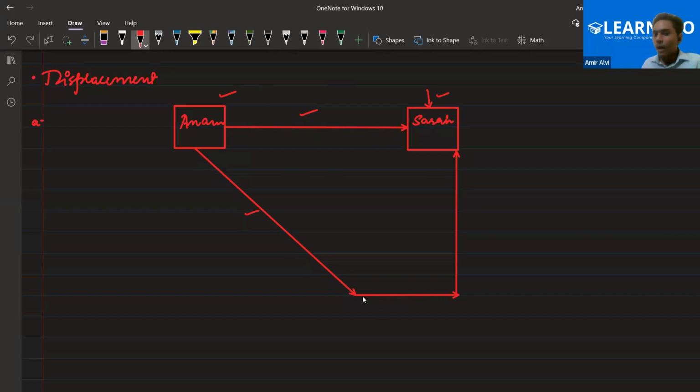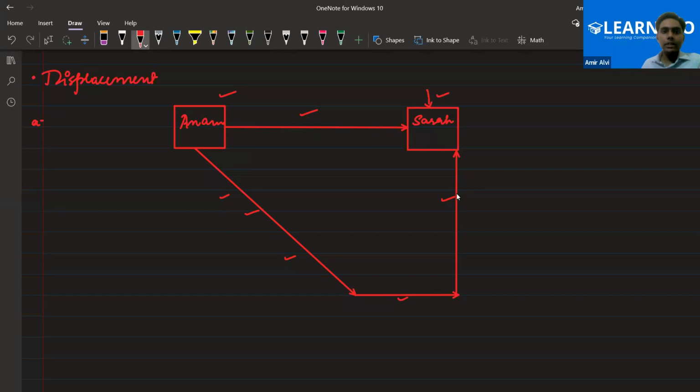The by road path is the actual path that Anam will travel to reach Sara's home. So this actual path is called distance, because I've told you that distance is the actual path. Displacement is a kind of shortcut between the initial and final point. And obviously we Indians like shortcuts. So this is how you can distinguish between distance and displacement.